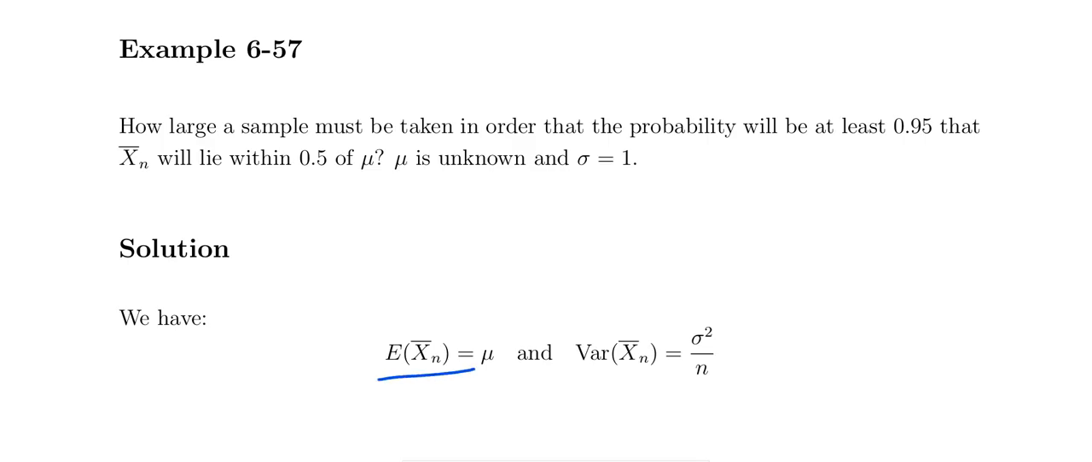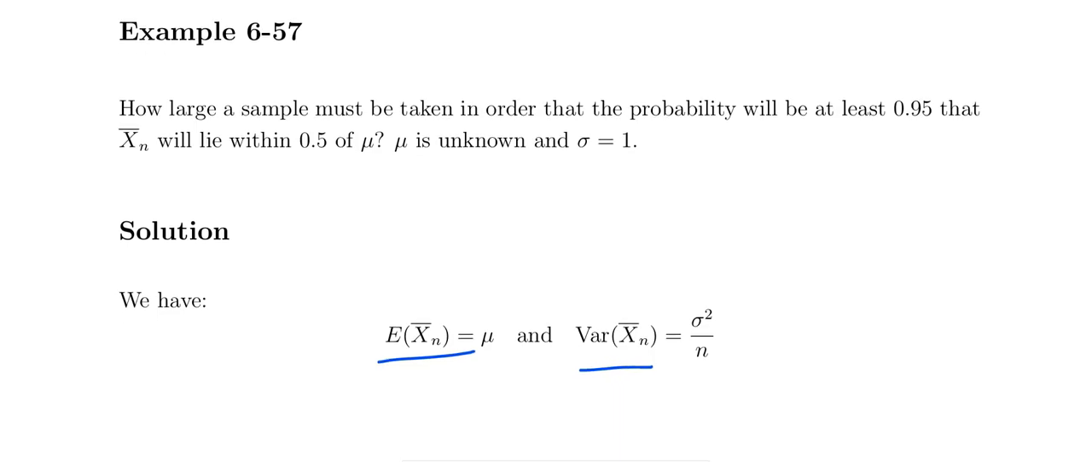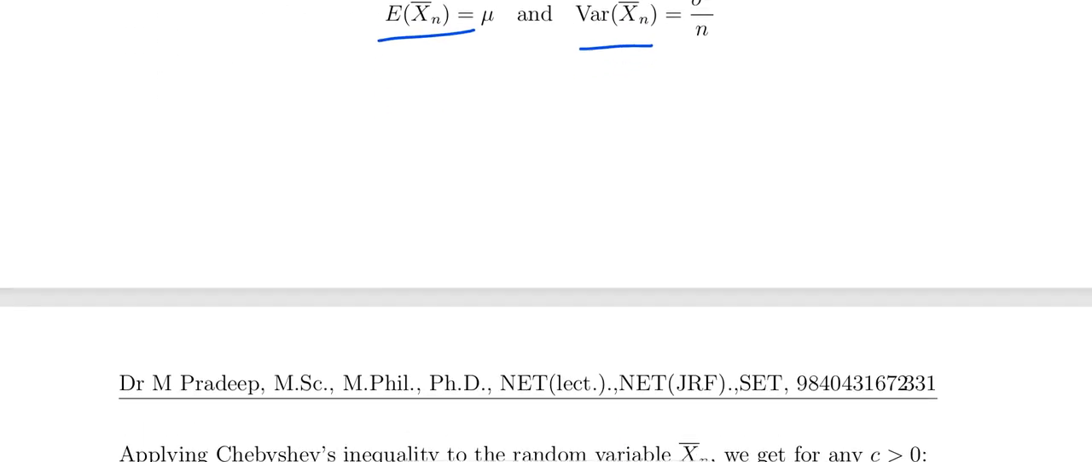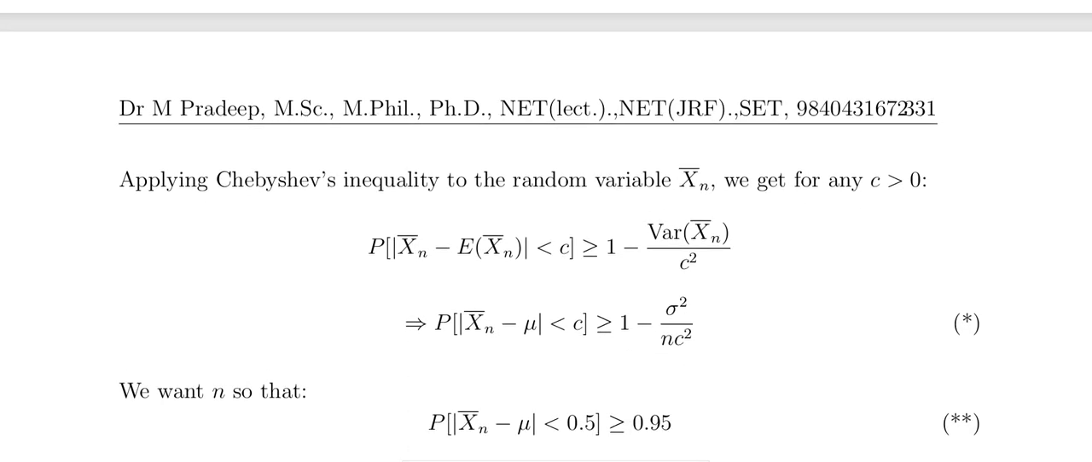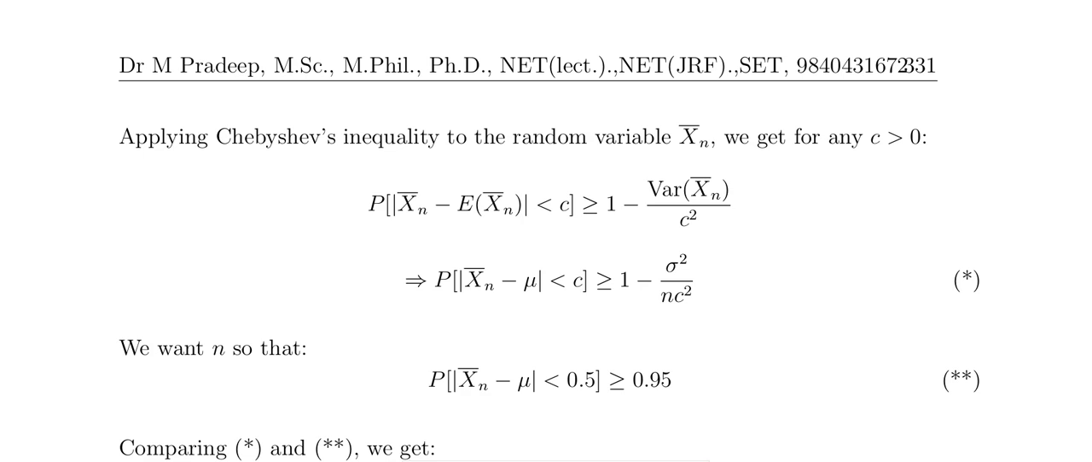So E of xn bar equals mu, and variance of xn bar equals sigma square by n. That is the formula for xn bar. When you apply the Chebyshev inequality, P of mod of xn bar minus E of xn bar less than c is greater than or equal to 1 minus variance of xn bar divided by c square. Here, since k sigma does not appear and only k appears, the variance comes in. Applying this, P of mod of xn bar minus mu less than c is greater than or equal to 1 minus sigma square by n c square, because variance is sigma square by n.